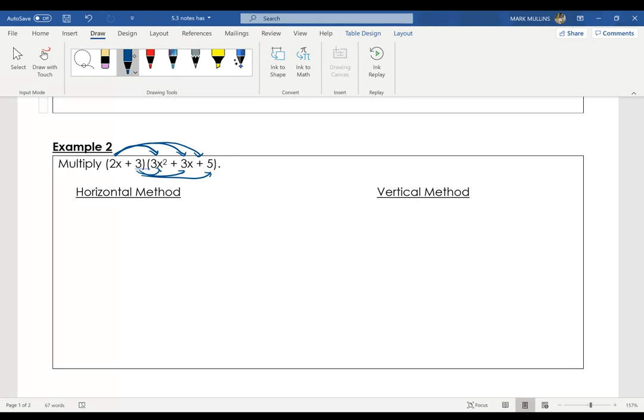So 2x times 3x squared would be a 6x cubed plus 2x times 3x is a 6x squared plus, and then 2x times 5. So we got 10x. Now I go through and distribute the 3. 3 times 3x squared would be a 9x squared. 3 times 3x is a 9x. And 3 times 5 is 15.